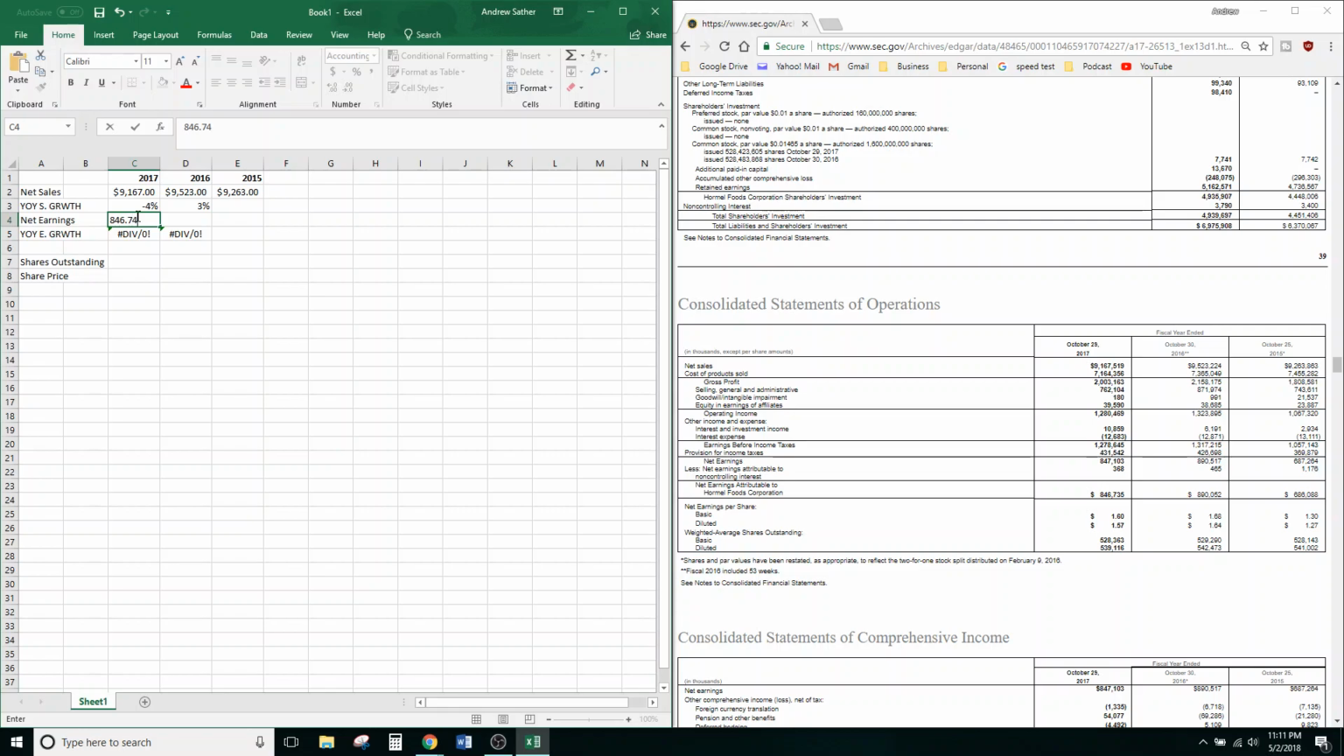Let's add some decimals just so we're more accurate. So, it looked like, perhaps unsurprisingly, that the same year that revenue declined, the earnings declined as well. I don't think that should be too shocking. So margins probably didn't change all that much.